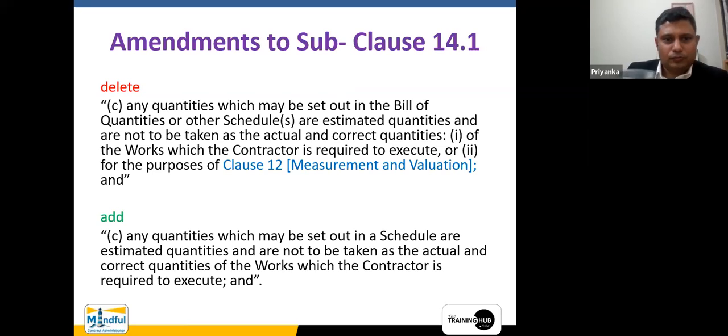Then it says any quantities which may be set out in the bill of quantities or the schedules are estimated quantities and are not to be taken as actual and correct quantities. This is given in subclause 14.1 of FIDIC 2017 version. Of the works which the contractor is required to execute or for the purpose of clause 12. Once again it appears. Okay. So now I have simplified the exercise for you. Now you know wherever clause 12 or subclauses of that one comes into play, you need to amend them, right? It does not necessarily say that you need to delete all of them, right? But you need to amend them.